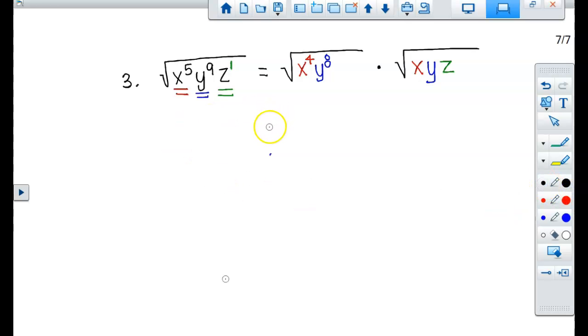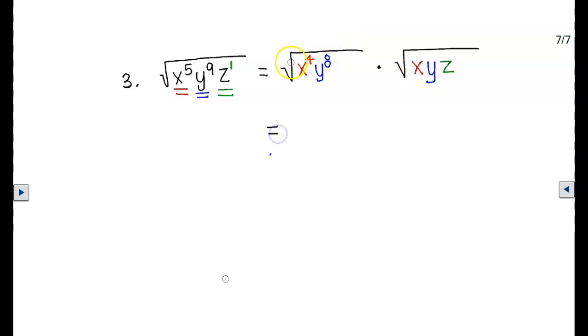All right, so now that we've got it factored, we're ready to simplify. For the square root of x to the 4th, split the exponent in half, and you're going to get x squared. For the square root of y to the 8th, split the exponent in half. That's going to become y to the 4th. X squared times x squared is x to the fourth. Y to the fourth times y to the fourth is y to the eighth.